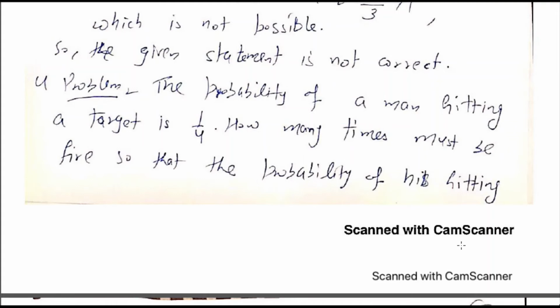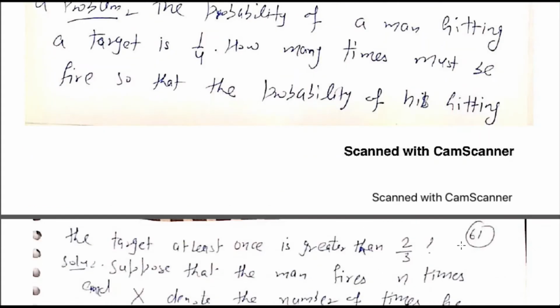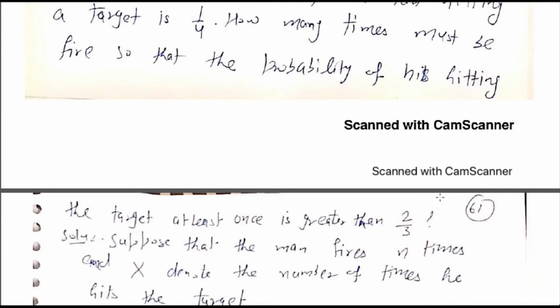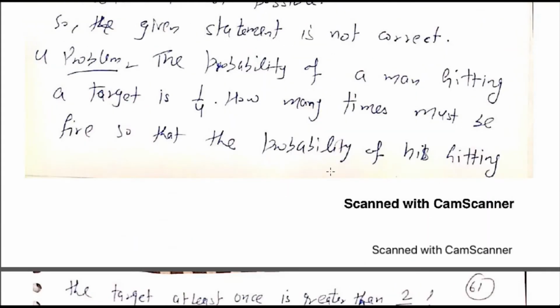4. How many times must he fire so that the probability of his hitting the target at least once is greater than 2 by 3. So let x be the random variable which denotes the number of times he hits the target. We are given the probability of the man hitting the target, say it is small p, it is 1 by 4. So we want to find how many times must he fire.